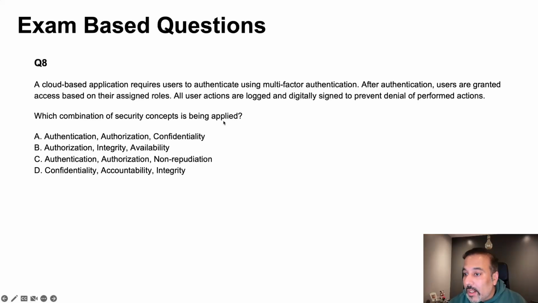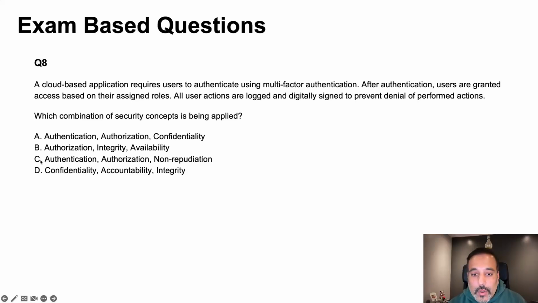If you want to save your time during the exam as well, you need to find out the key ones. If I'm sitting in an exam and I see digitally signed to prevent denial of performed actions, immediately non-repudiation comes to my mind. In all of these questions, the options are authentication, authorization, confidentiality; authorization, integrity, availability; confidentiality, accountability, and integrity. None of these three options talk about non-repudiation. So the only option which talks about non-repudiation is C. Immediately, that is my best option.